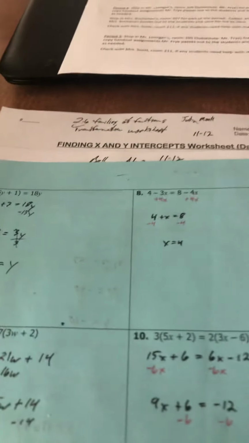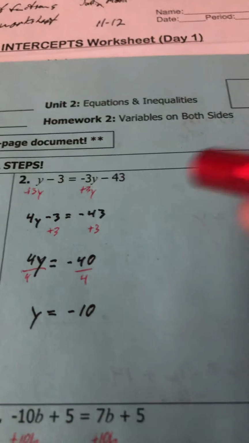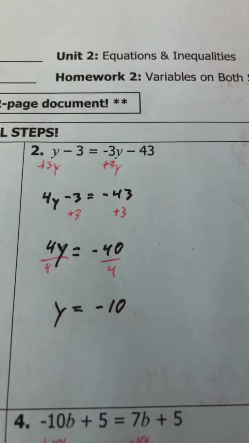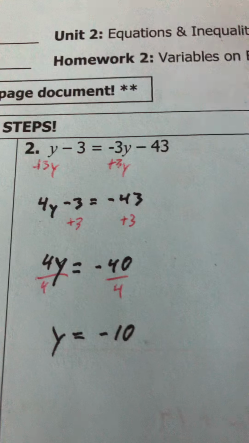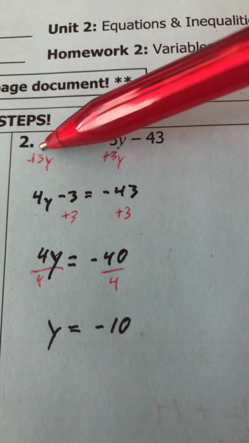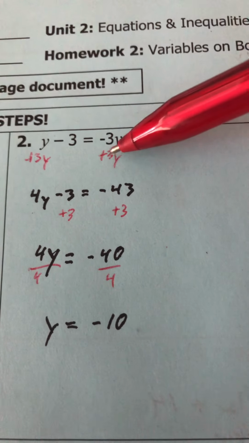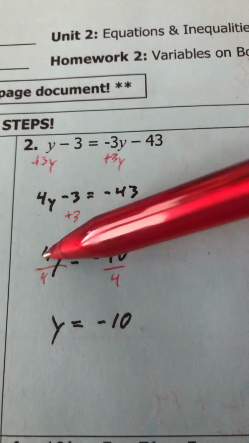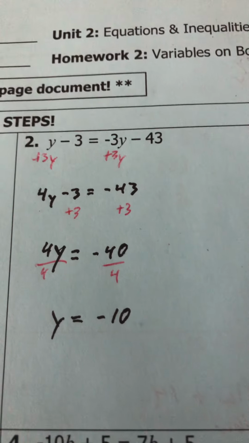Hello, Algebra 1A students. I'm looking at, for Ms. Buchanan, the equations and inequalities with variables on both sides. Let's get started. I'm going to look at the evens today, and I'm going to show you in red what I'm thinking or the operation that I'm doing, and in black is just the next line, the next line, the next line.